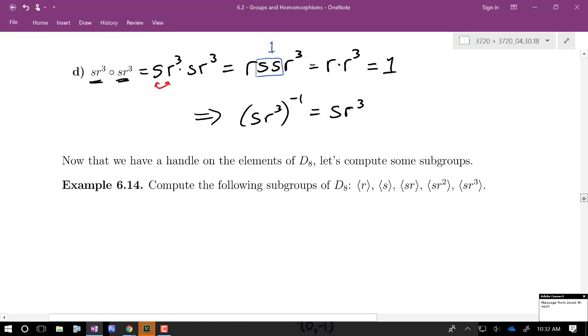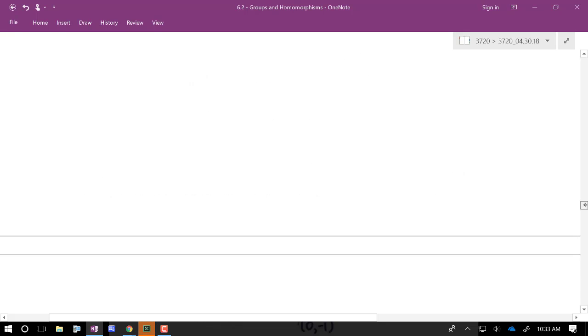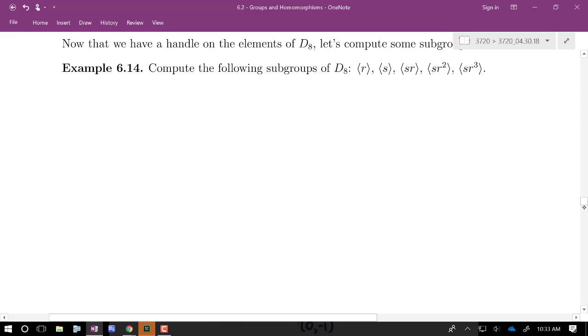Let's find some subgroups. Right, so we know D8 is a group. We know how the elements interact with each other. We know what our identity is, and we kind of know what inverses are. I mean, we found a lot of them anyway, and it wouldn't be hard to define what the other inverses are. So let's find these subgroups. These are subgroups all generated by a single element. So we're going to start with, what's the subgroup generated by R?